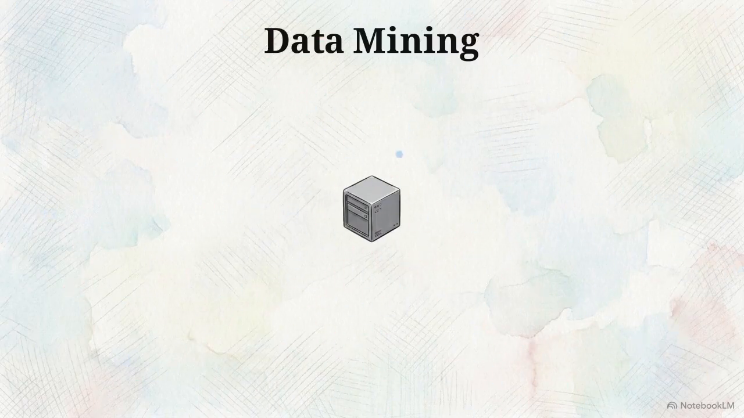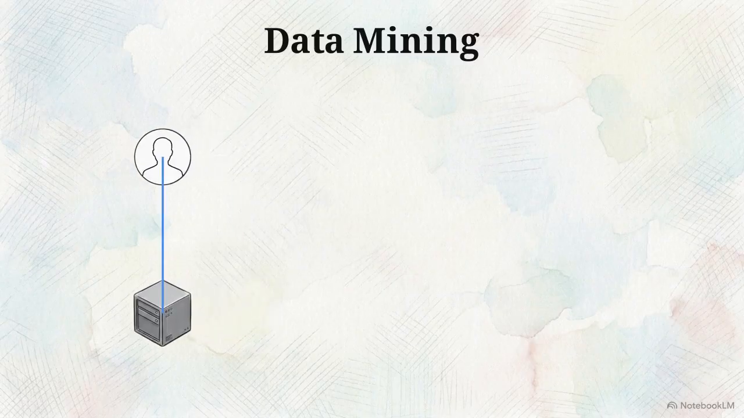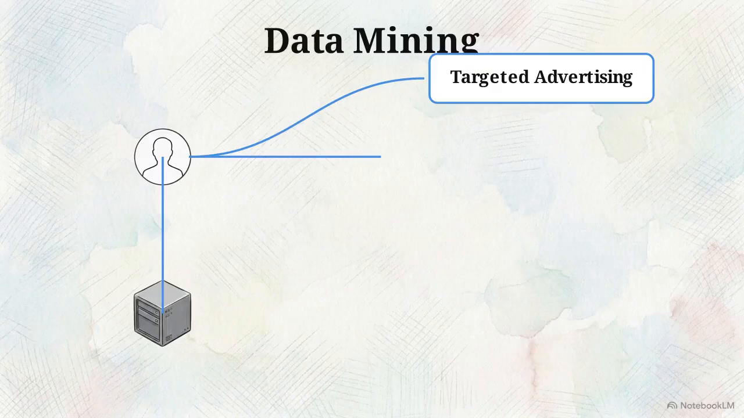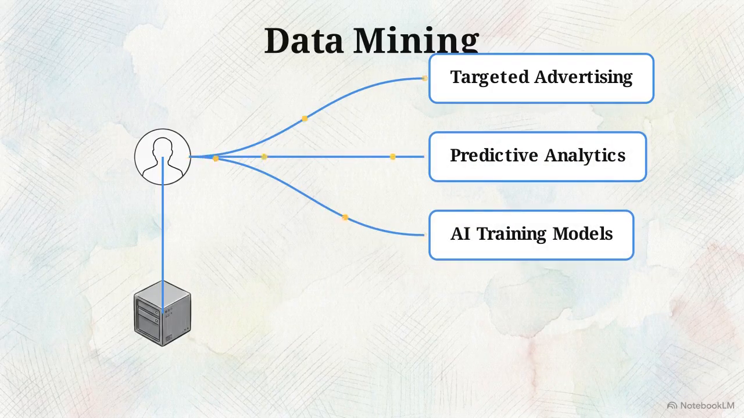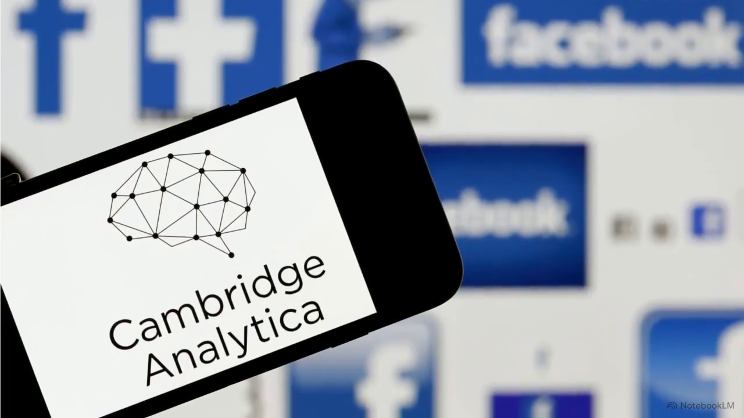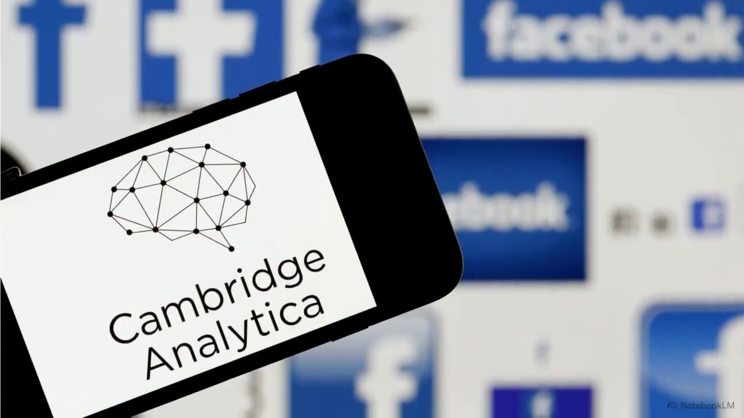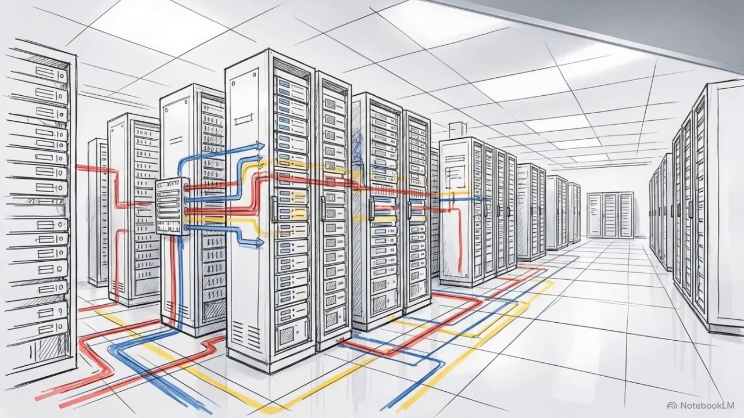This is the algorithmic extraction of behavioral patterns from massive aggregated datasets to build unified profiles. Industry relies on this for three motives: delivering targeted advertising, running predictive analytics, and training AI decision-making models. The textbook example of a catastrophic ethical failure at this node is the Cambridge Analytica scandal. The company leveraged seemingly harmless interactions, like simple personality quizzes on Facebook, to harvest millions of data points without explicit user consent, building highly targeted psychological profiles.